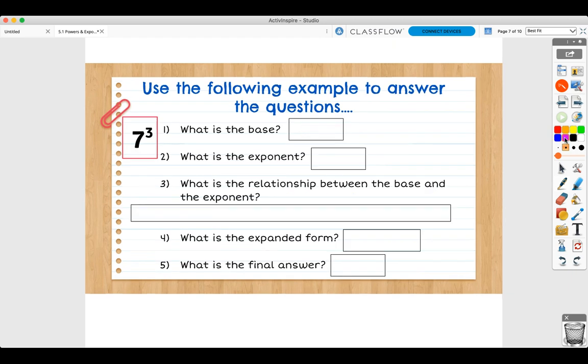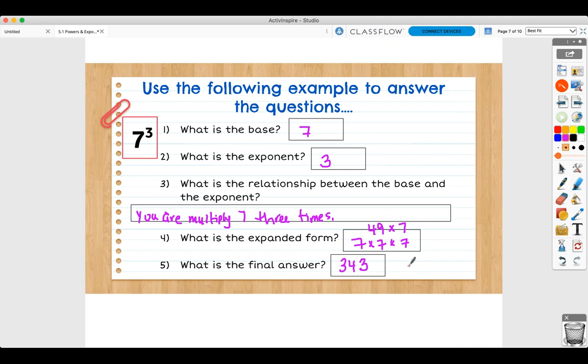Let's do another problem. So over here, what is the base? The base is 7. Your exponent is 3. What is the relation between the base and the exponent? You are multiplying 7, 3 times. So that means the expanded form is going to be 7 times 7 times 7. 7 times 7 is 49, times another 7. You can use your calculator for this. 49 times another 7 is 343.